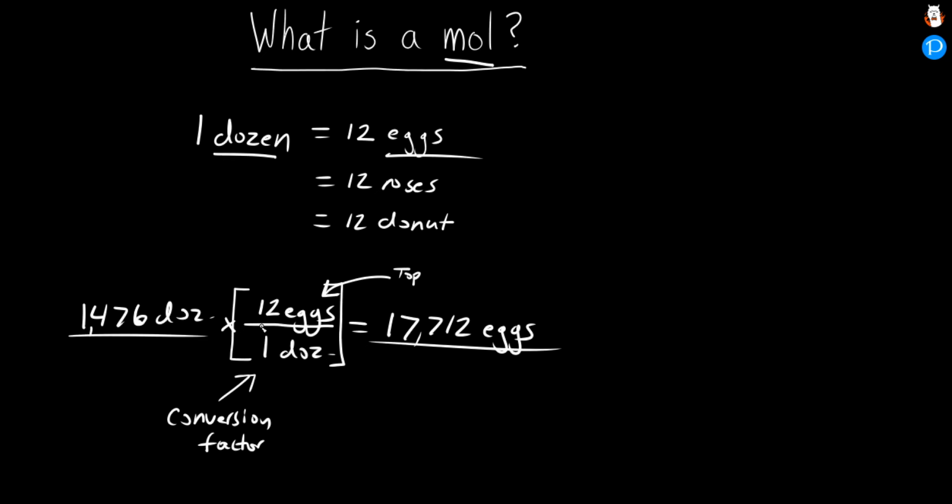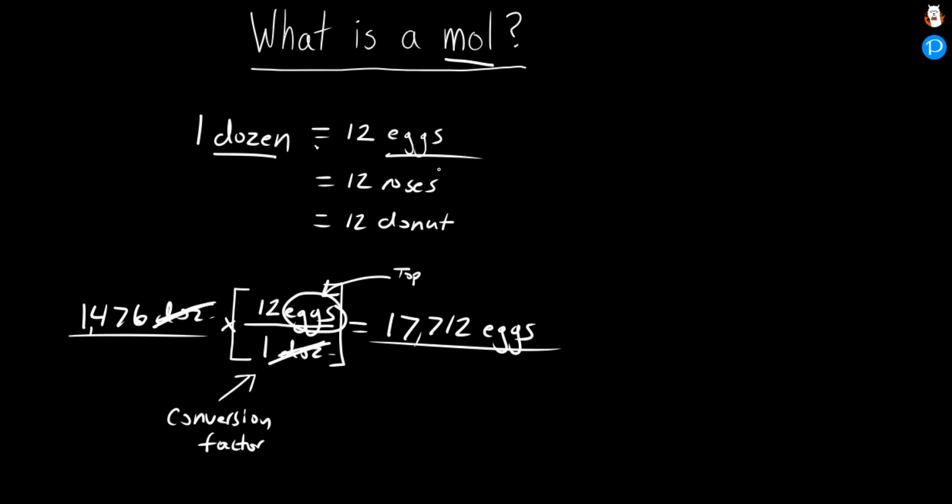When I do that, what's going to end up happening is anytime I have the same unit and I divide by them, they cancel each other out. So when I go this times this divided by this, whenever I divide the same unit, it ends up canceling out, and it would leave me with the unit that I want, which in this case is eggs. So 1,476 times 12 divided by 1 would give me 17,712 eggs.